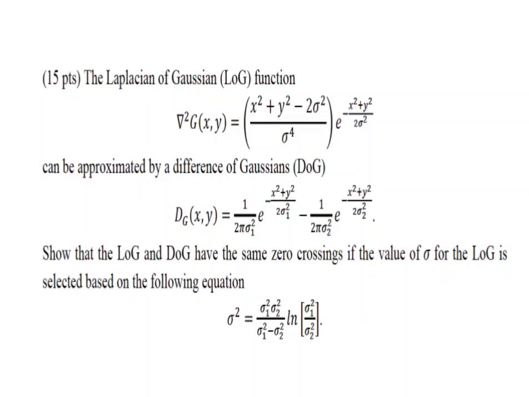Show that the LoG and DoG have the same zero crossing if the value of sigma for the LoG is selected based on the following equation: sigma square is equal to sigma 1 square into sigma 2 square upon sigma 1 square minus sigma 2 square, times ln of sigma 1 square upon sigma 2 square. Although the zero crossings of the LoG and DoG will be the same when this value of sigma is used, their amplitude scales will be different. We can make them compatible by scaling both functions so that they have the same value at the origin.